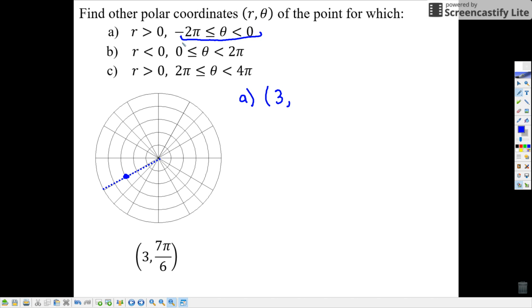Since we want it to be between negative 2 pi and 0, we want to find a negative coterminal angle. So there are two different ways you could do that. You could take your original angle, I'll show you this method first, and just subtract 2 pi. Now this is the same thing as taking 7/6 minus 2, get a common denominator, and so on. You'll get negative 5 pi 6.